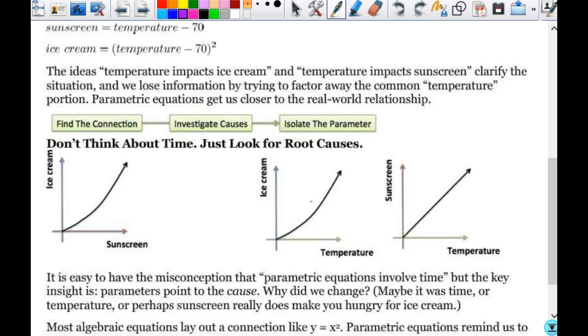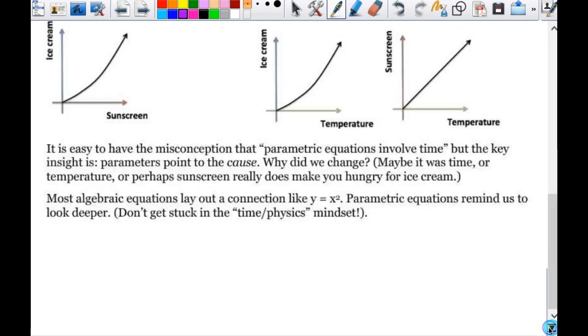It's a pretty good example, because what you will see from a lot of the examples that we do is that the parameter is time. Here it's temperature. A lot of them are time, and so it's easy to have the misconception that parametric equations involve time, but not always. They can. That absolutely can be a parameter, but it could be temperature. It could be a lot of different things. The key insight is parameters point to the cause. Okay, parameters point to the cause. That's what the parameters are.